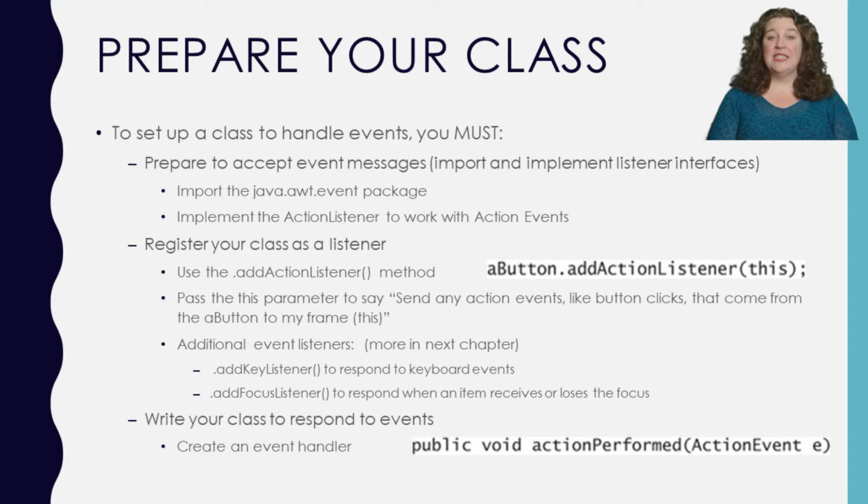To prepare your class to handle events, you have to do a couple of things. First off, you have to be prepared to accept event messages: import and implement event listener interfaces. Remember, we talked about interfaces back in our inheritance classes. So you have to import the AWT event package and implement the ActionListener to work with your action events. So if I have a button, I need to add an action listener to my button so that my button knows what it's supposed to be listening to, what it's supposed to be doing. You're going to pass the parameter that's going to tell the listener, send any action events like button clicks that come from the aButton to my frame, which is this. So the aButton is the thing that you click, and this is my frame. That's the one who wants to hear about it.